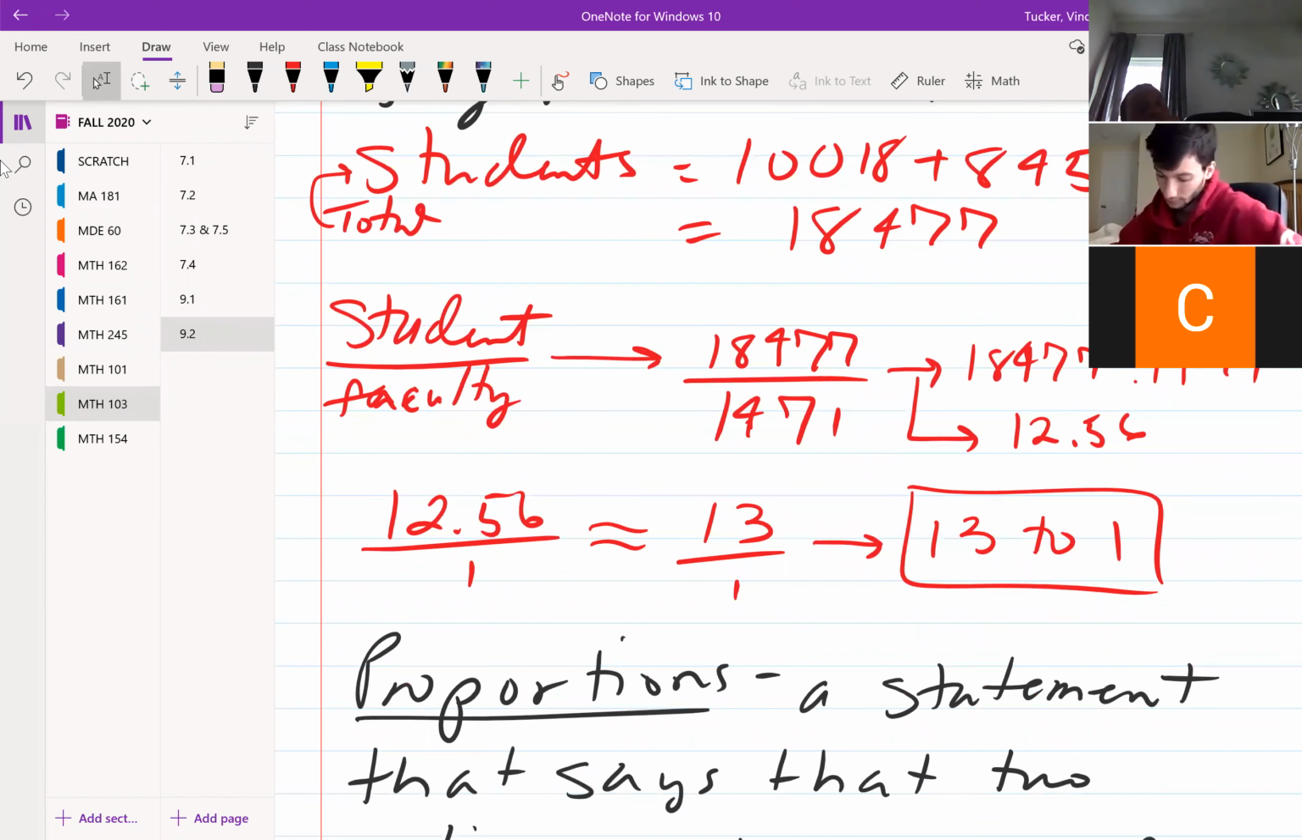All right, questions on that before we look at proportions?